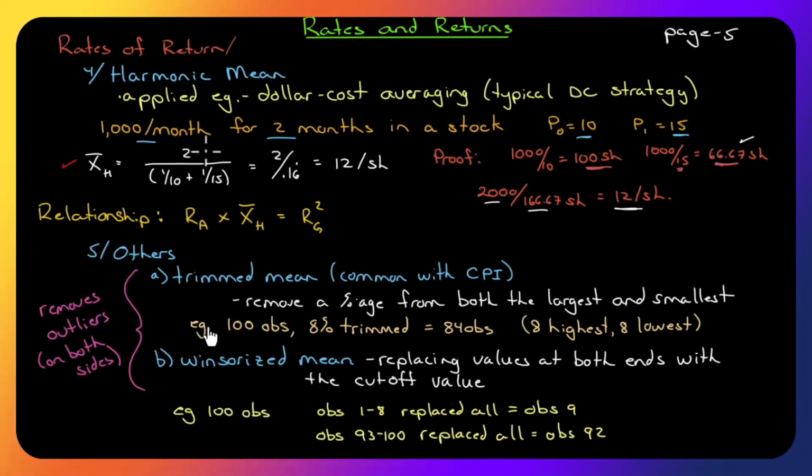Let's use the harmonic mean for this. So our numerator is n, which is 2. Our denominator is the inverse of the prices, 1 over 10 plus 1 over 15. It's 2 over 0.16 repeated. You get $12 per share. And I say proof. This is doing it the long way, just so that you can feel comfortable.